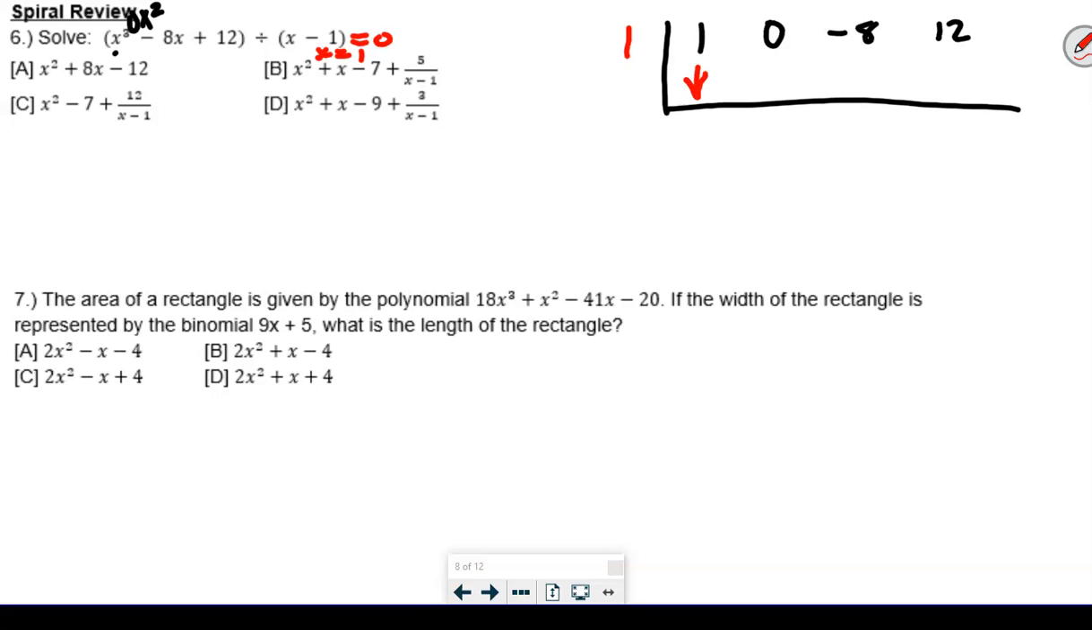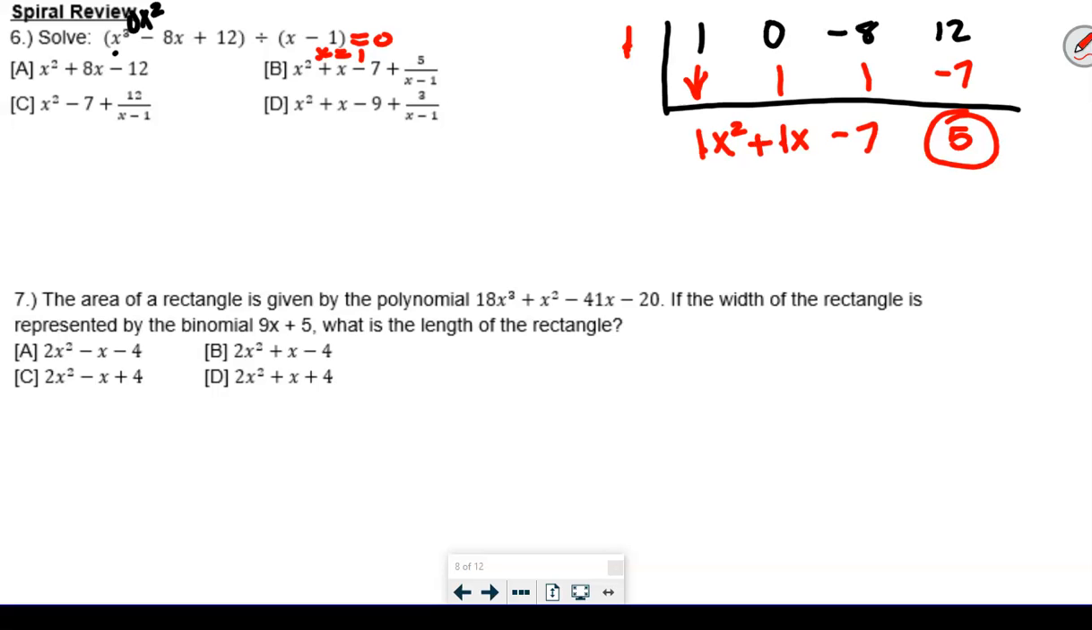Bring down the first term, so 1 there, then 1 times 1 is 1, 0 plus 1 is 1. 1 times 1 is 1 again. Negative 8 plus 1 is negative 7. 1 times negative 7 is negative 7. And so this is actually going to be 5, right? So that's our remainder. This is our constant right here. This is an x to the first. This is an x to the second.